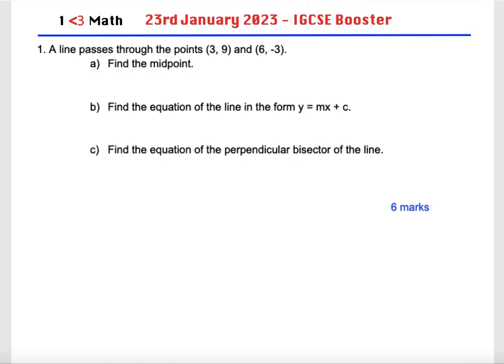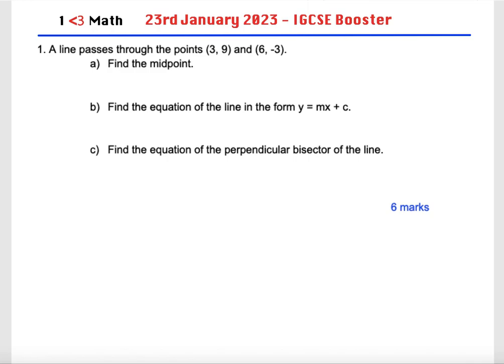Part A, everyone likes a good part A. We need to find the midpoint. Part B, find the equation of the line in the form y equals mx plus c. M is gradient, c is the intercept. And part C, find the equation of the perpendicular bisector of the line. So if you'd like to have a go at this question, please pause your video now before I proceed with the explanations and solutions.